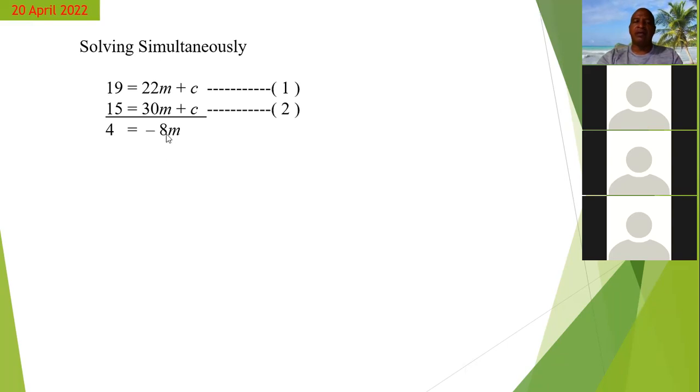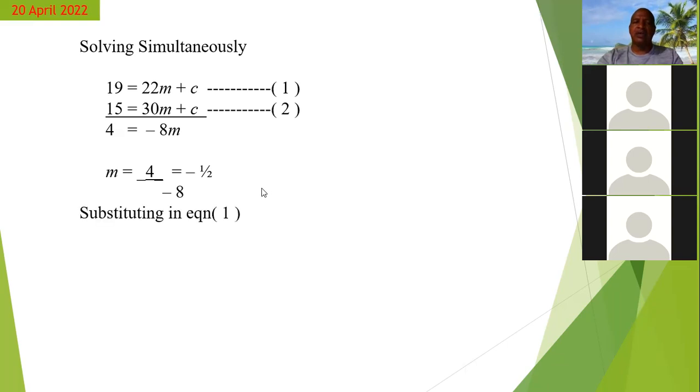So from here now, you can solve this equation for m. So you see 4 is equal to negative 8m. So you divide both sides by negative 8. And you see that m is equal to 4 over negative 8, which is the same as negative a half.